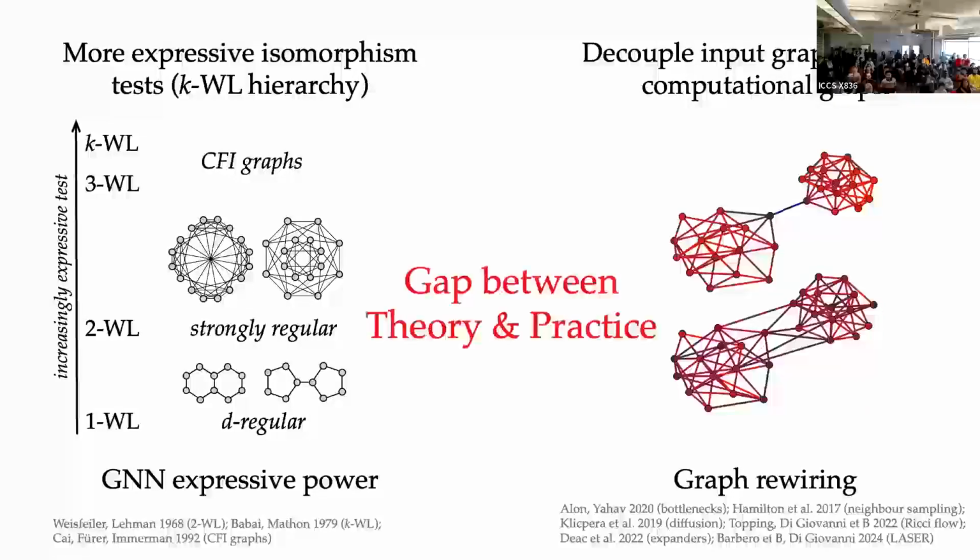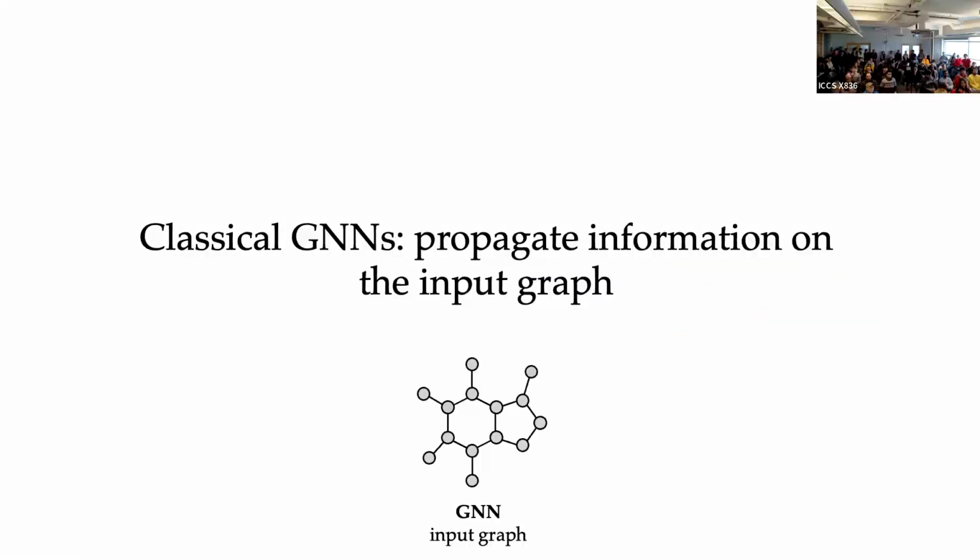But what happens is that we have a gap between theory and practice, right? Because Weisfeiler-Lehman requires us to use the input graph to propagate information. What we do in practice, and sometimes just for computational reasons, if you have a very large graph like a social network, some nodes might have millions of neighbors, it's totally impossible computationally to use information from all of them, right? So you subsample the neighborhoods, and as a result, you de facto are not using the input graph to propagate information.